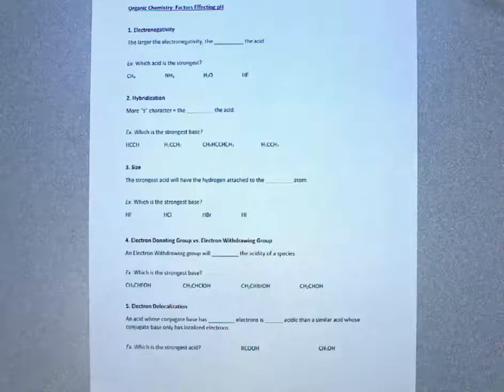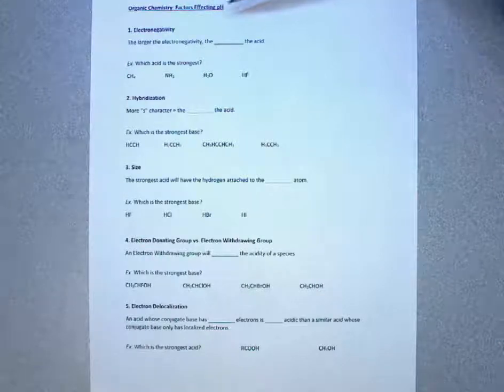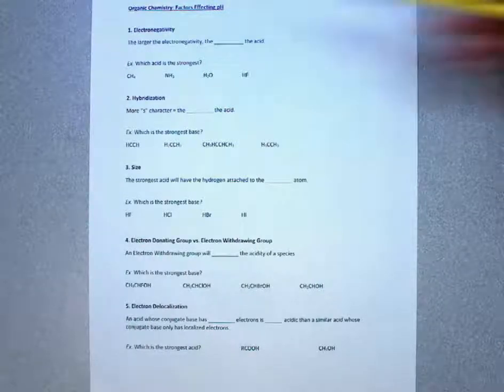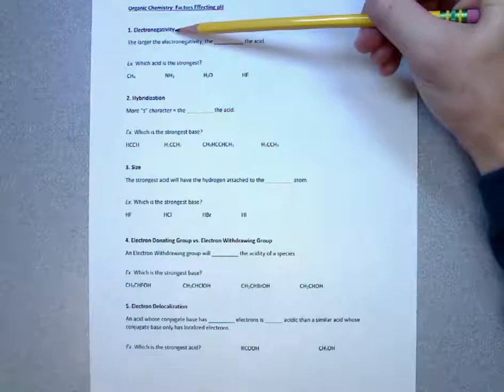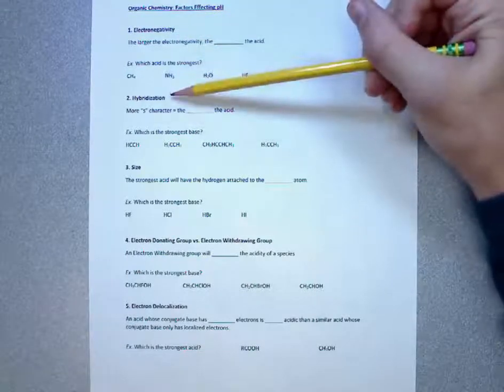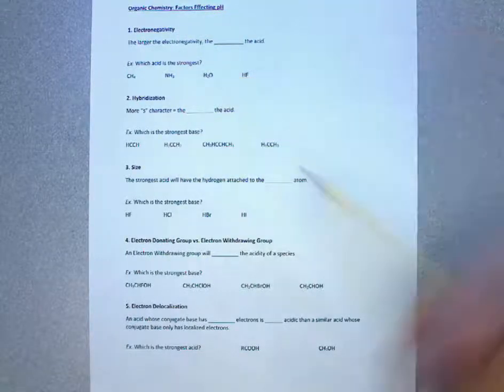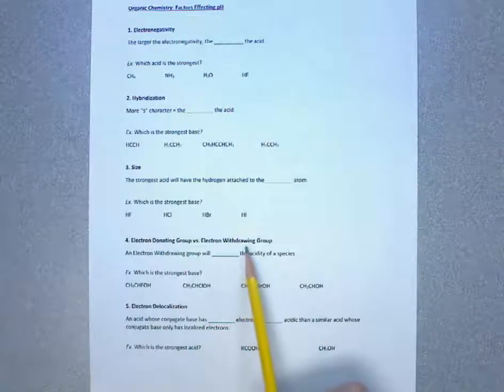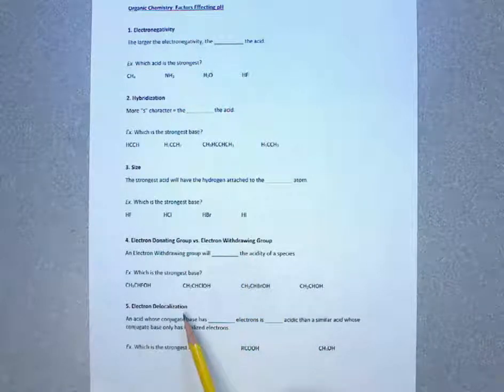For this video, we'll be looking at factors affecting pH. So there are 5 main factors. We have electronegativity, hybridization, size, electron donating and electron withdrawing groups, and electron delocalization.